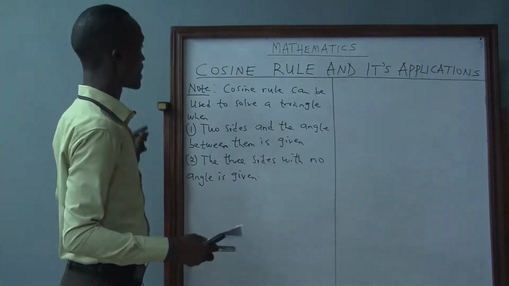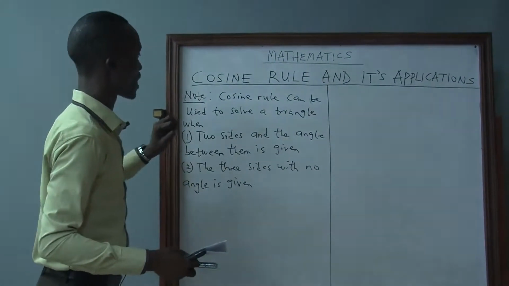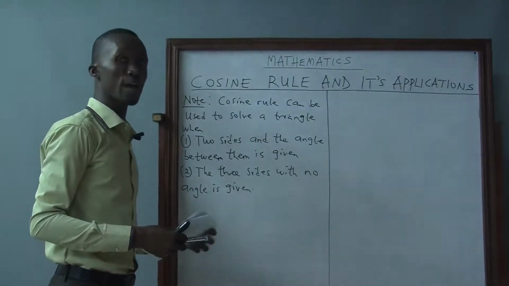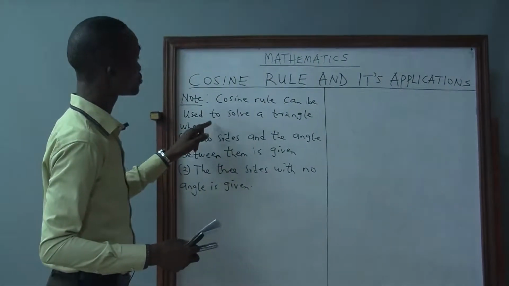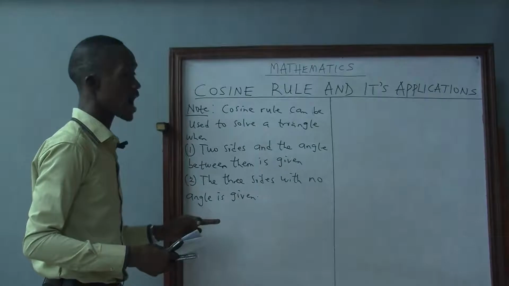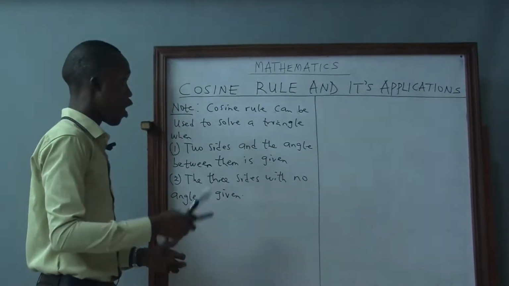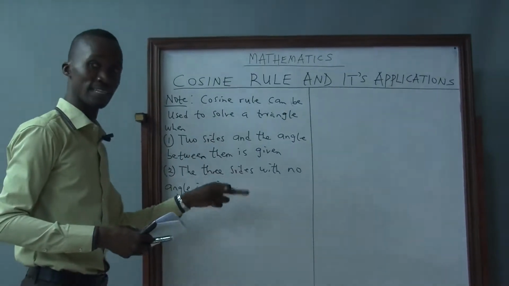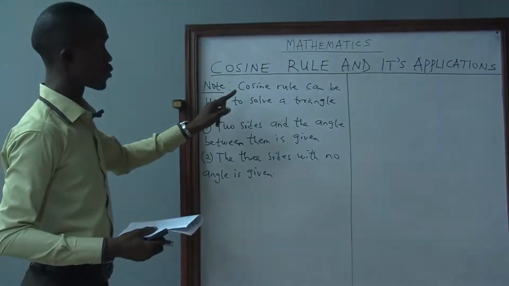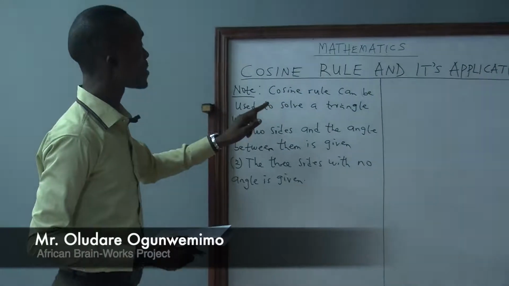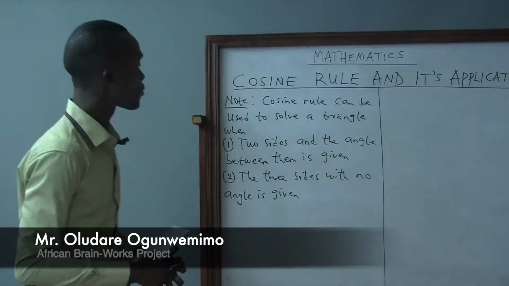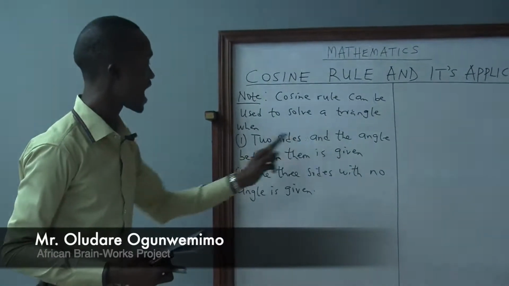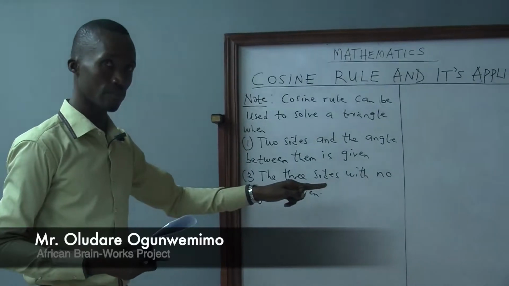I said earlier that sine rule can be used when we have two sides and the angle facing one of them, or when we have two angles and any side. Now that is not the same for cosine rule. We can make use of cosine rule when we have two sides and the angle between them.